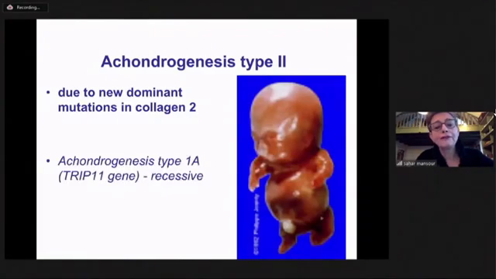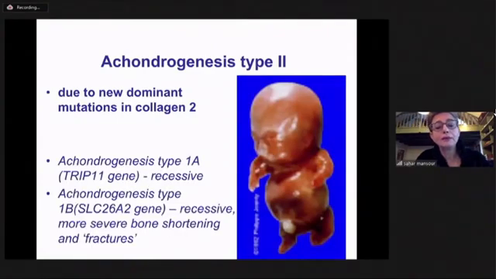But you need to be careful because in type 1A and 1B, it's recessive. So the recurrence risk is 1 in 4. And it's difficult to make that call during the pregnancy. The type 1B may be confused with osteogenesis imperfecta type 2 because you may see fractures. So again, this is something you need to make eventually, but perhaps not during the pregnancy.